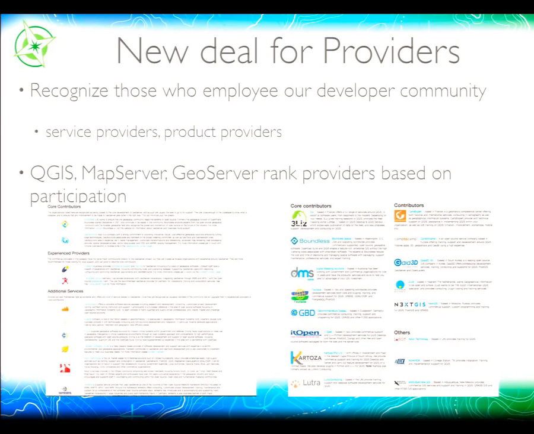Now, I've noticed that the QGIS and the MapServer and the GeoServer teams have started to rank their service provider pages into a core contributor tier. These are providers where the staff are taking responsibility and ownership for the community and for the project. And then also experienced providers or contributors. These are usually service providers who have shown the ability to do some work on behalf of their customer and contribute it politely back into the open source project.